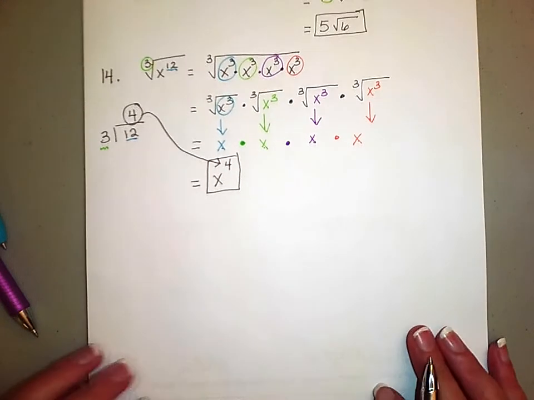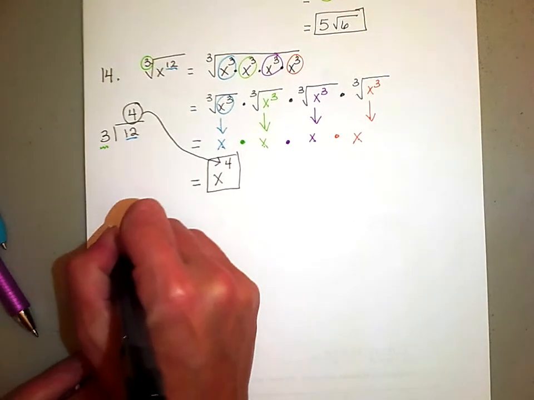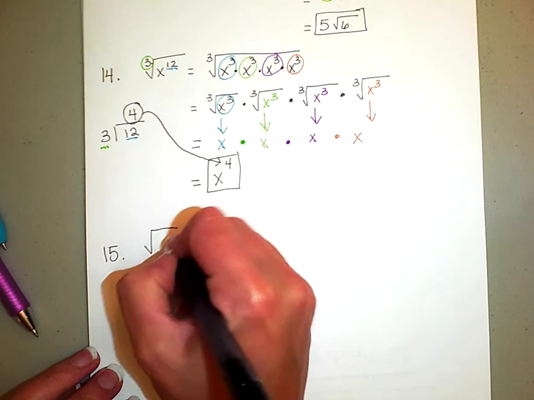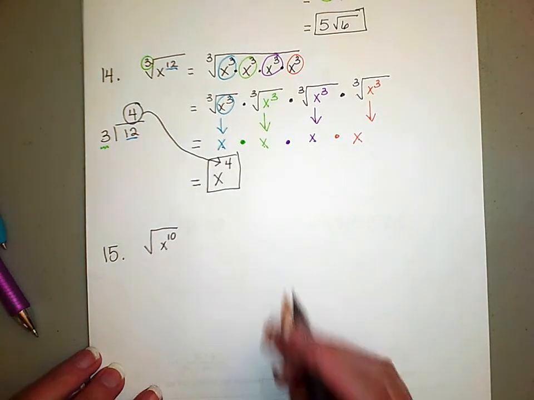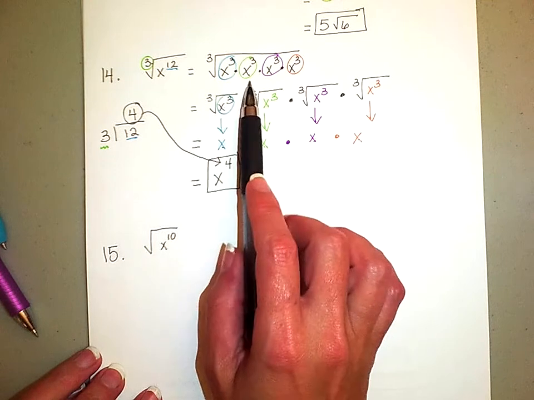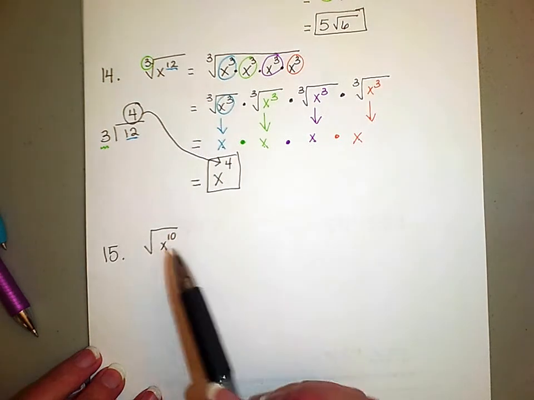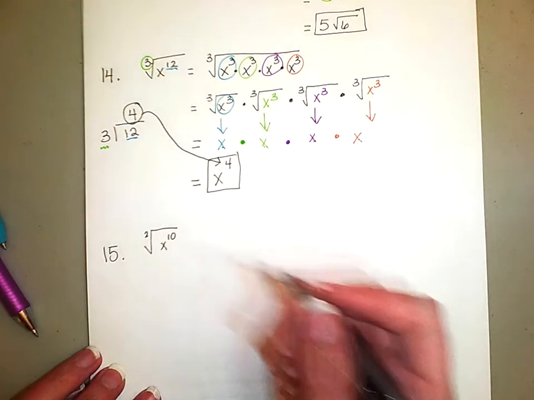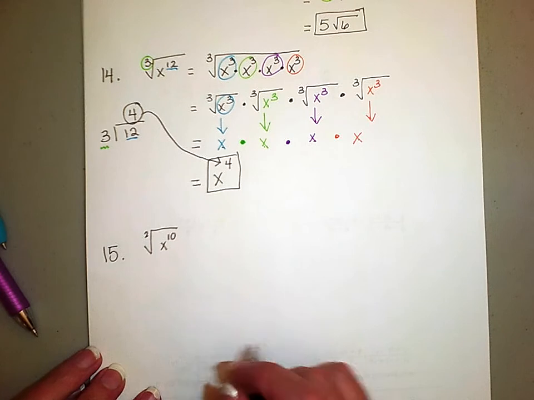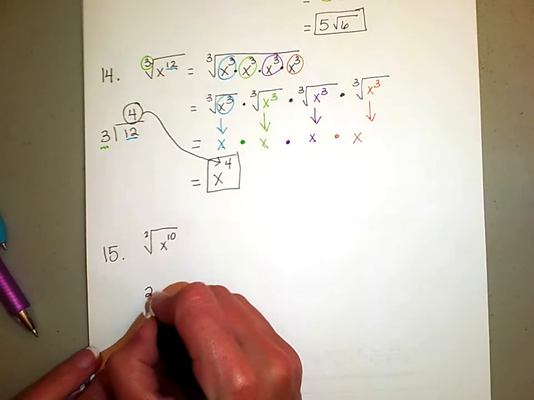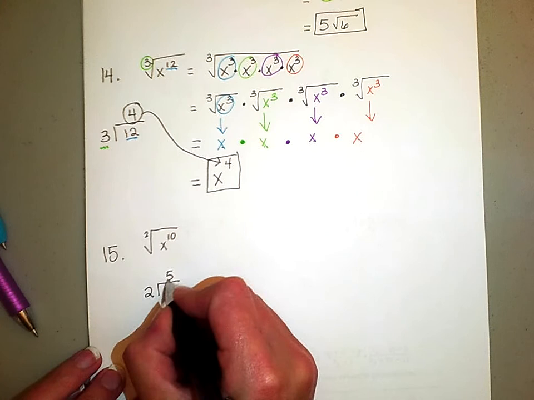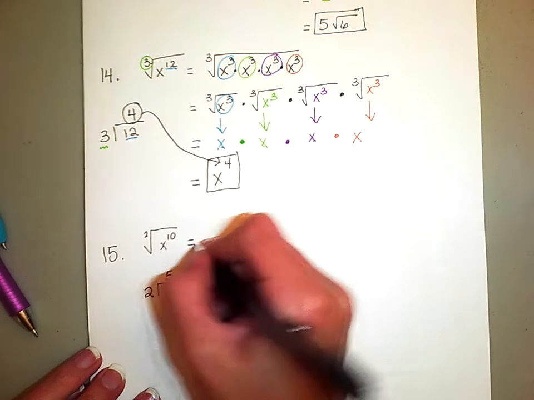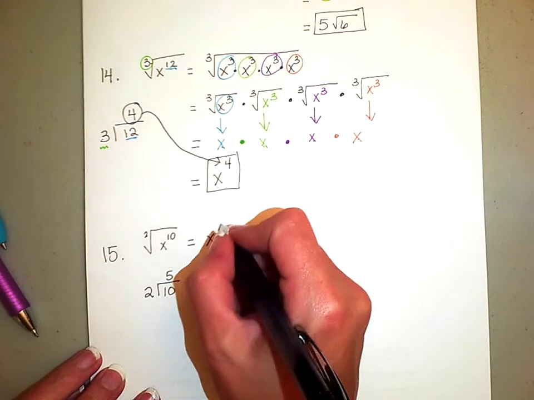Let's get some more practice. Number 15. We have the square root of x to the 10th. Now again, we could write this all out looking for groups of 2, remember, because this is the square root. Or we can just ask, how many groups of 2 are there in 10? Well, there's 5. So that must be the power.